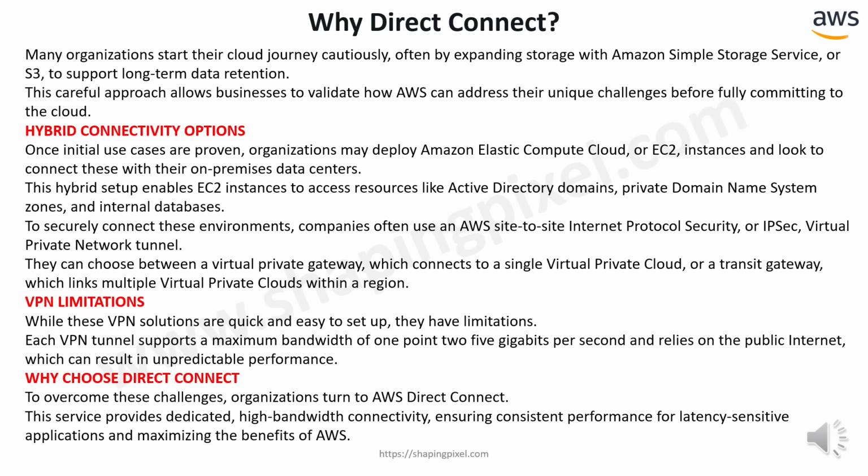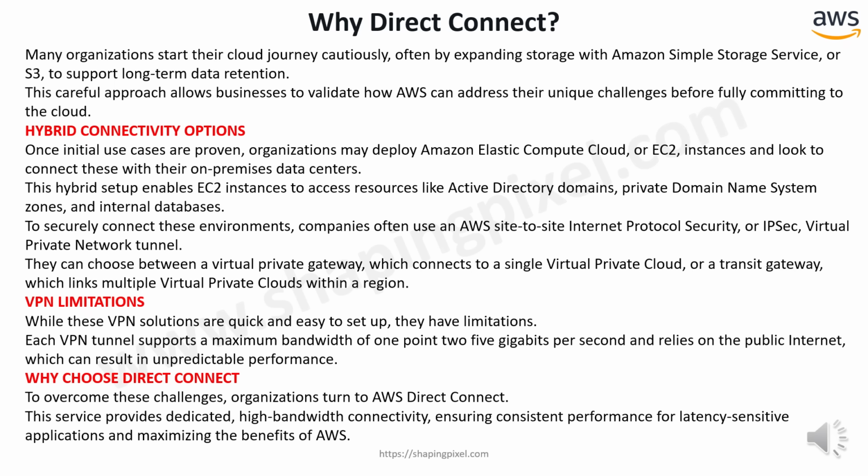Many organizations start their cloud journey cautiously, often by expanding storage with Amazon's Simple Storage Service, or S3, to support long-term data retention. This careful approach allows businesses to validate how AWS can address their unique challenges before fully committing to the cloud. Once initial use cases are proven, organizations may deploy Amazon Elastic Compute Cloud, or EC2, instances and look to connect these with their on-premises data centers.